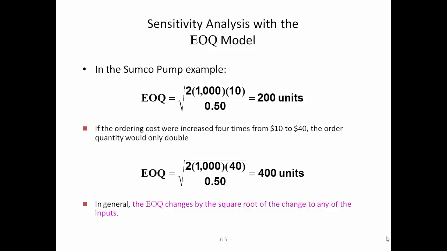So what does that say? We increased the ordering cost 4 times, but the economic order quantity only increased 2 times. It is the square root of the value that the ordering cost increases by. For example, it increased by 4 times, the square root of 4 is 2, therefore the economic order quantity increased 2 times.